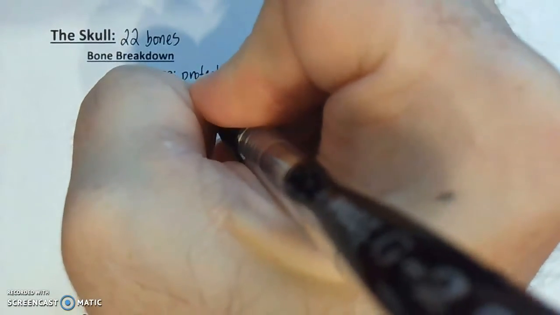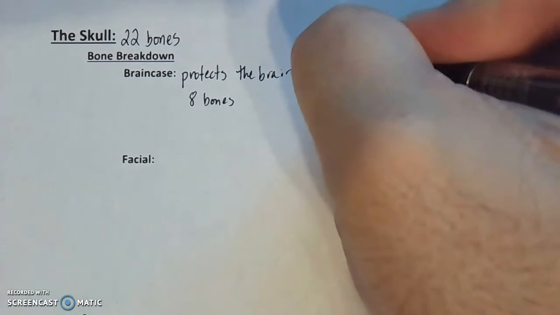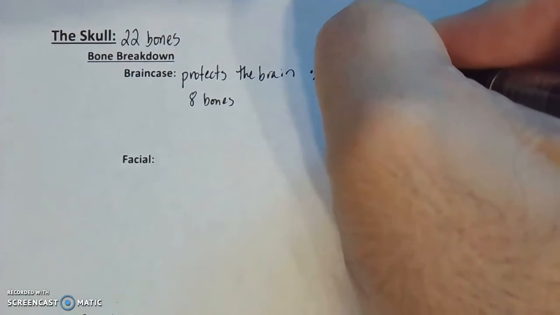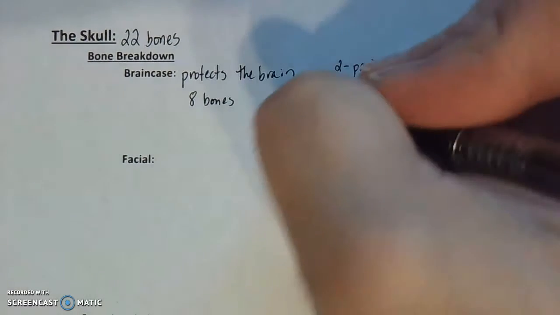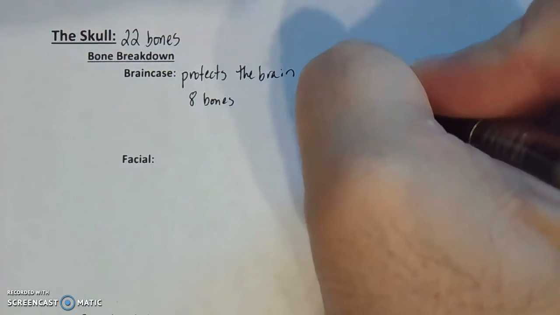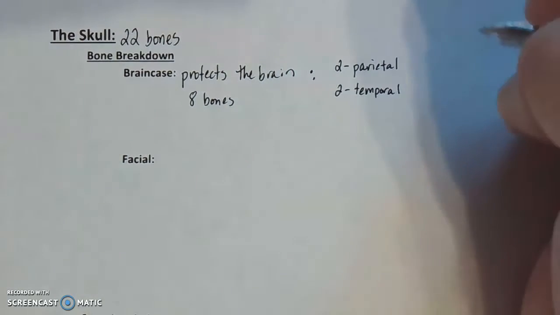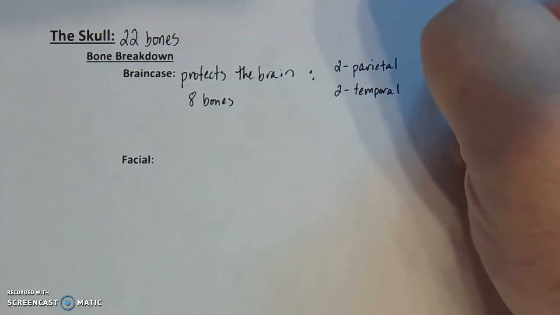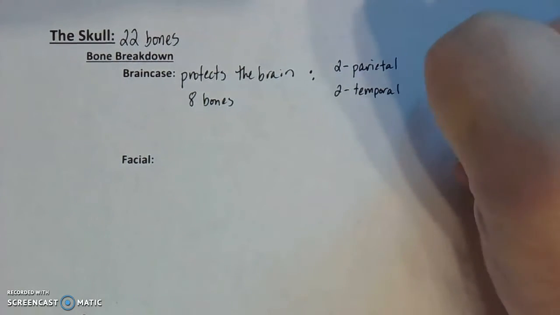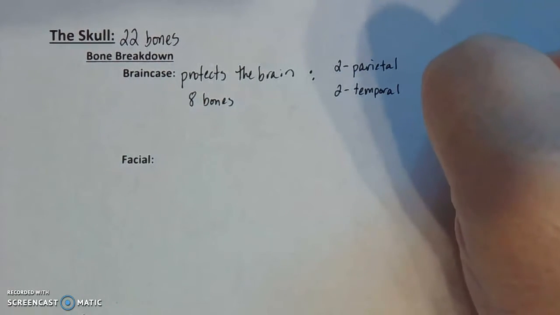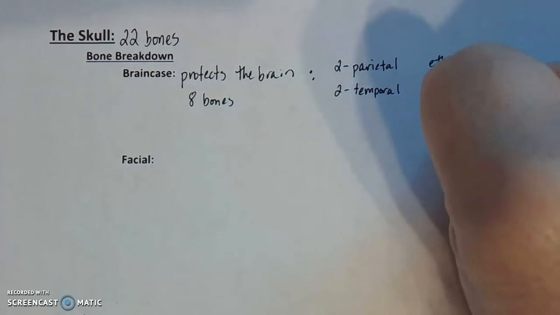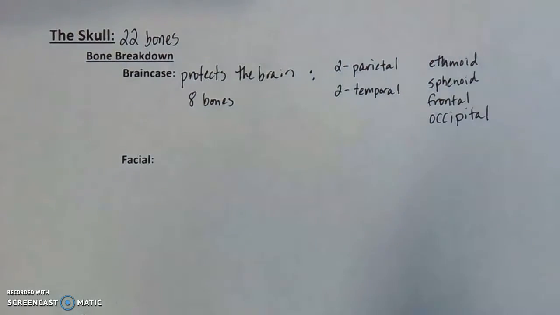and there are mainly 8 bones that do that, and they are 2 parietals, that is the name of the bone, and they're paired, 2 temporal, and then we have some unpaired bones: the ethmoid, the sphenoid, the frontal, and the occipital. So those are all bones that we will look at in diagrams and we will identify these.